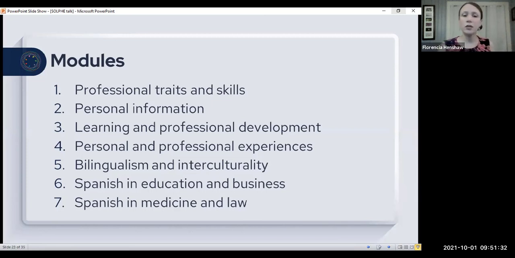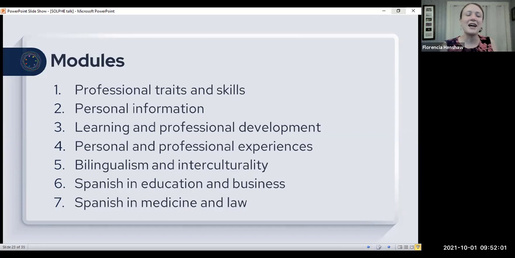Then learning and professional development, so different types of learning contexts, different types of courses, study abroad, internships, we talked about a lot of that. Personal and professional experiences. Module 4 was the only time I had any grammar. And yeah, to talk about experiences, you kind of need past tense. So there was a little bit of past tense, but all I gave them was the second person and the first person. That's all I needed.